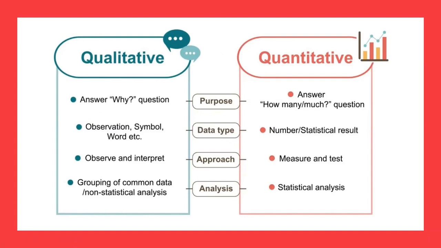Qualitative is more about asking a question: why is something happening? For example, somebody is getting diabetes. The question is, why is he getting diabetes? The quantitative purpose is that then you ask, okay, how many people are getting diabetes? In qualitative, you mainly look at observation. So you look at the patient: are they obese? Are they not doing exercise?